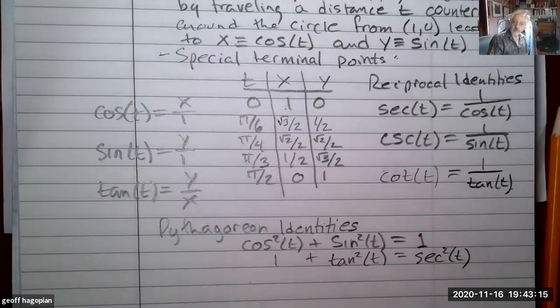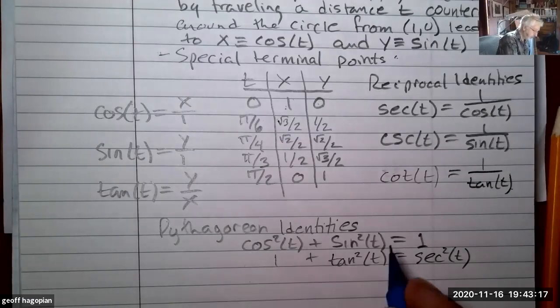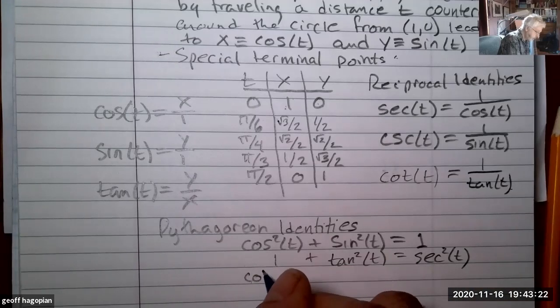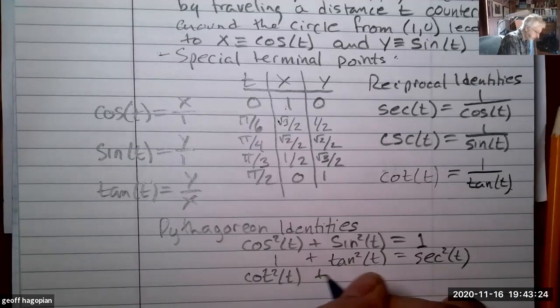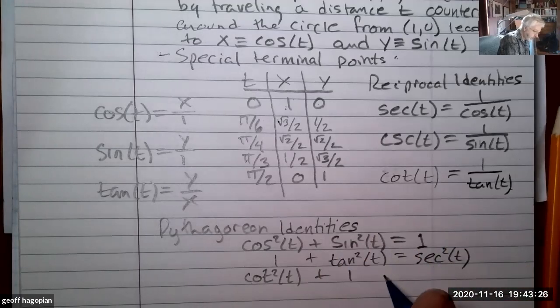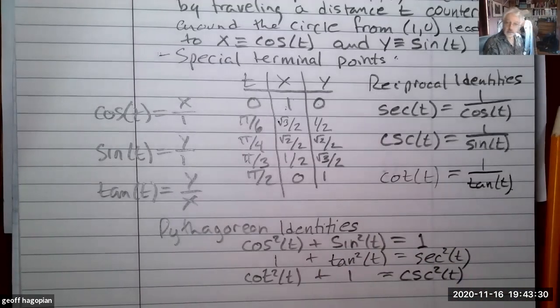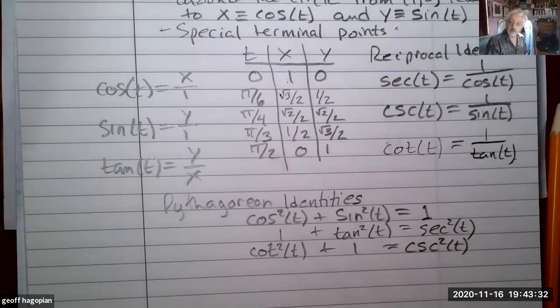So you get that form of the Pythagorean identity. If you divide through by sine squared, you get cotangent squared plus 1 equals 1 over sine squared. We're dividing through by sine squared. And so those are the 3 basic forms of the Pythagorean identity.